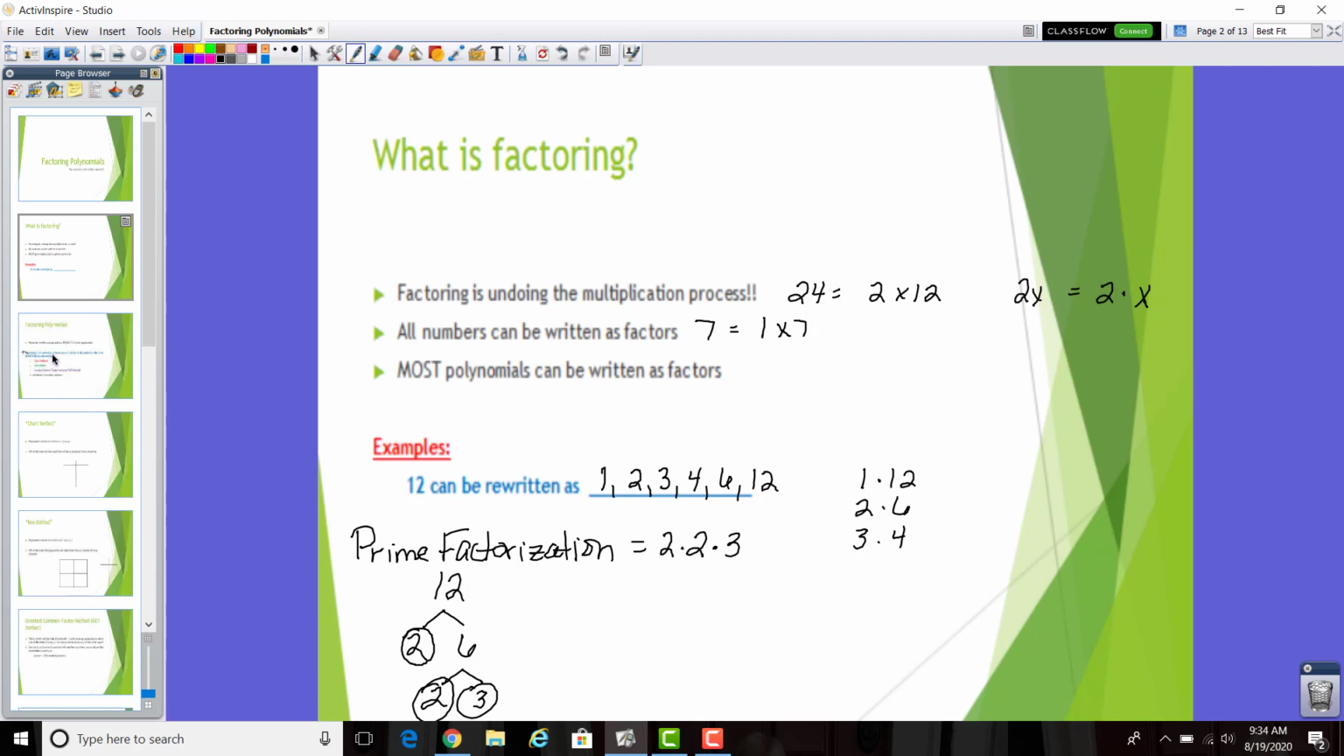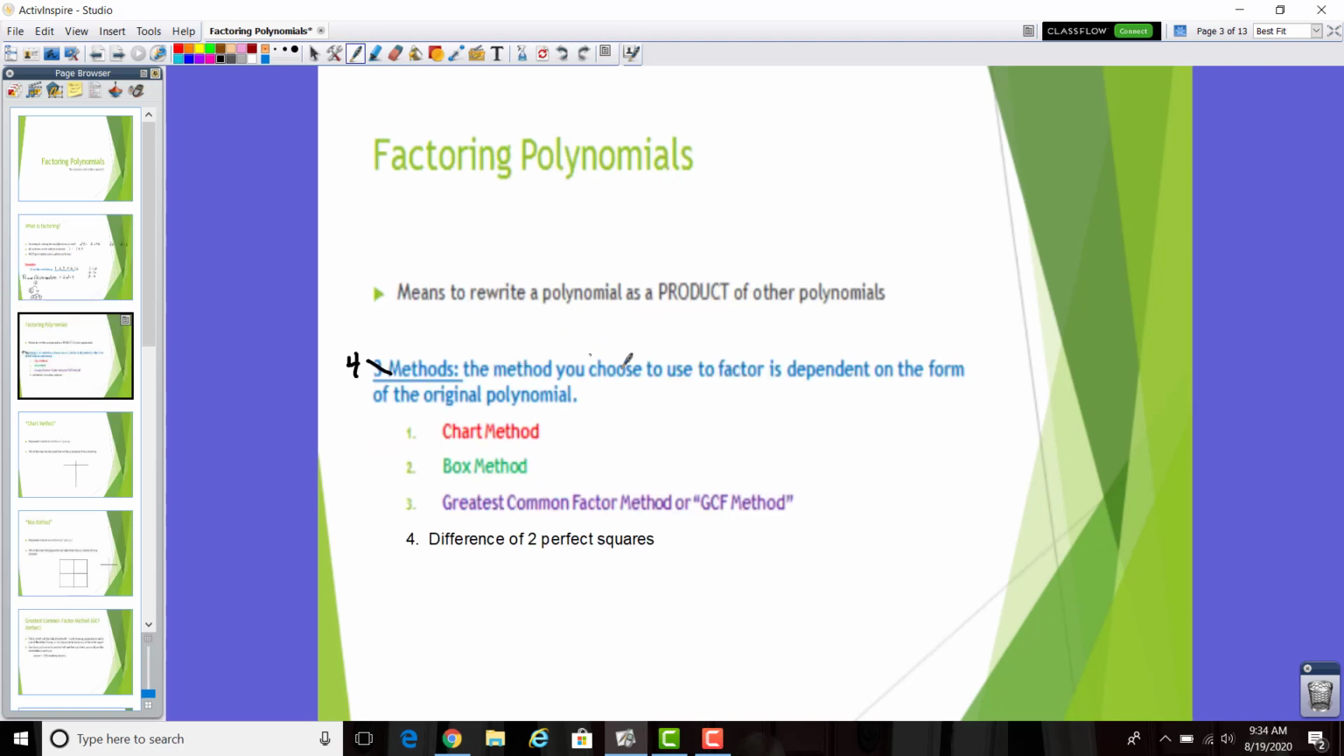Now let's talk about factoring polynomials. Now there's a lot of different ways to do this. Today we're going to look at 4 of them. We will look at least one more throughout the semester. But when we say we need to factor a polynomial, we need to take an original polynomial and split it up into the product of other polynomials.